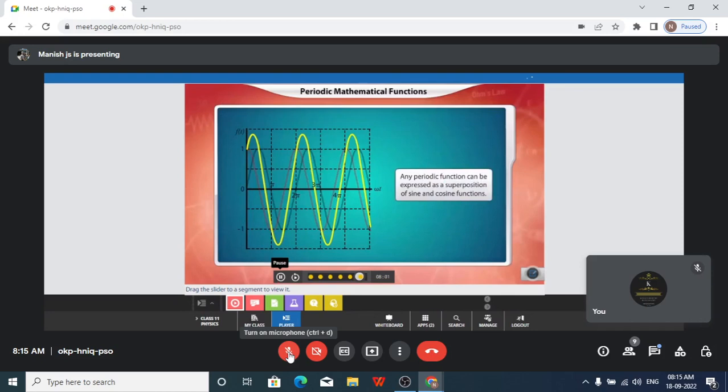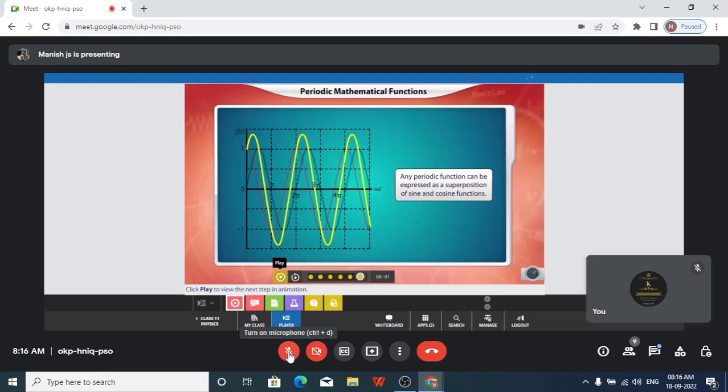Thus, any periodic function can be expressed as the superposition of sine and cosine functions of different time periods with suitable coefficients. So by changing the coefficients, you can express any periodic function as a summation of sine and cosine functions. So now we see that the expression is very similar to that.